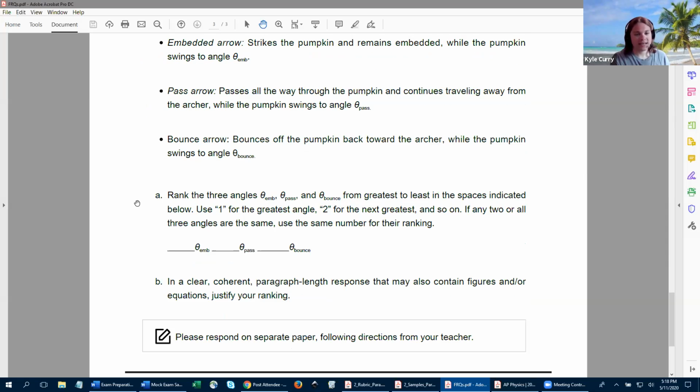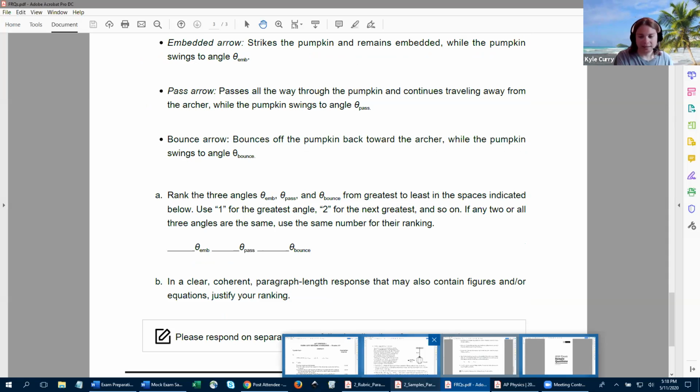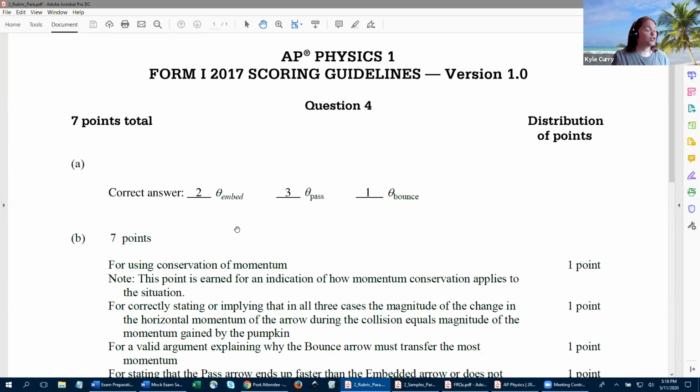So part A says, rank the three angles: theta embedded, theta pass, and theta bounce from greatest to least in the spaces indicated below. And then in a clear, coherent, paragraph-length response that may also contain figures and/or equations, we want to justify our ranking. Here's what's really exciting if we take a look at the rubric that has been released here. Part A is worth 0 points.